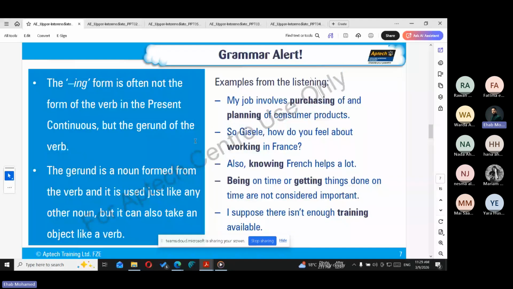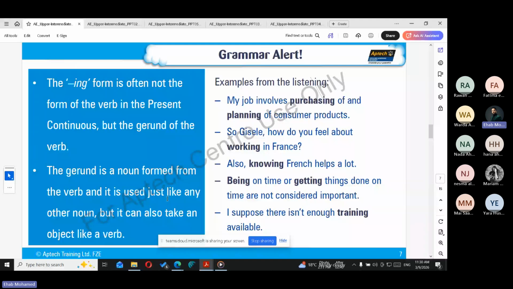Like this: reading is my favorite hobby. So reading is not a verb. Reading is a noun. The gerund is a noun formed from the verb, and it's used just like any other noun, but it can also take an object like a verb, like this. My job involves purchasing of and planning of consumer products. Okay? Being on time or getting things done on time are not considered important. I suppose there isn't enough training available.